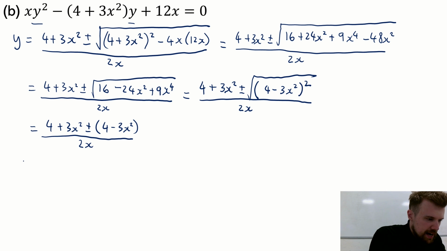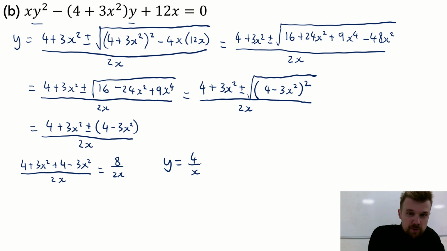So we've got two options. Either we have 4 plus 3x squared plus 4 minus 3x squared, all divided by 2x. If you simplify that, that will get you 8 over 2x, which therefore means y is equal to 8 divided by 2 is 4 over x, or 4x to the power minus 1. Amazing. So that's one of our two graphs.